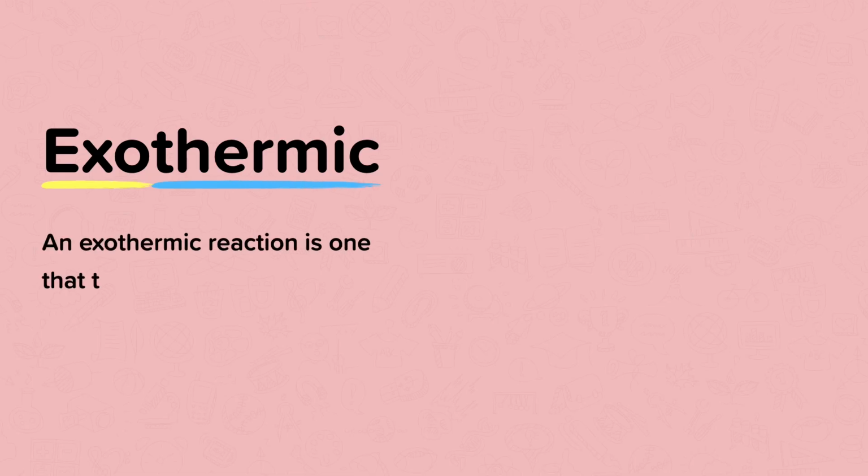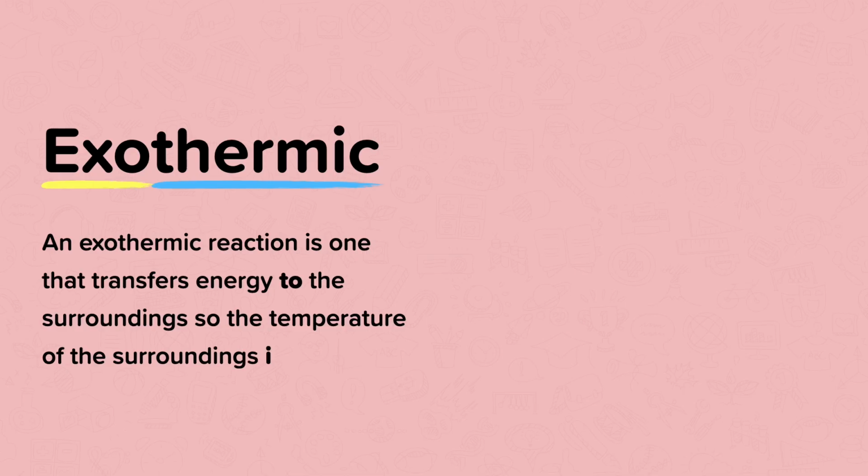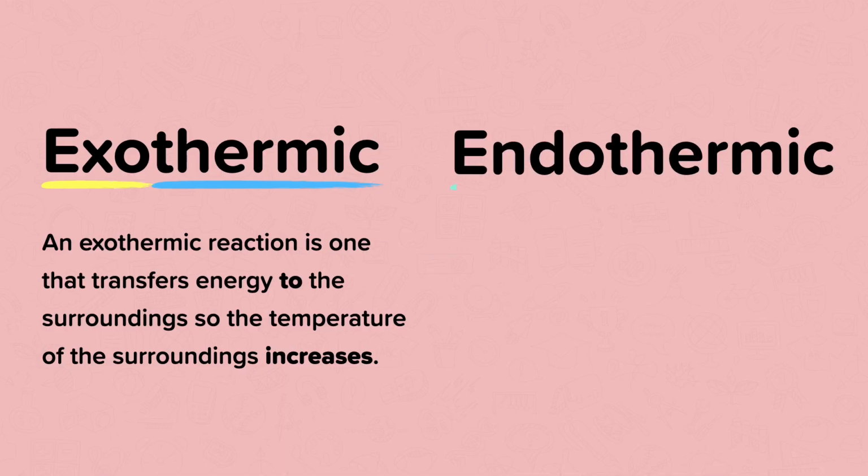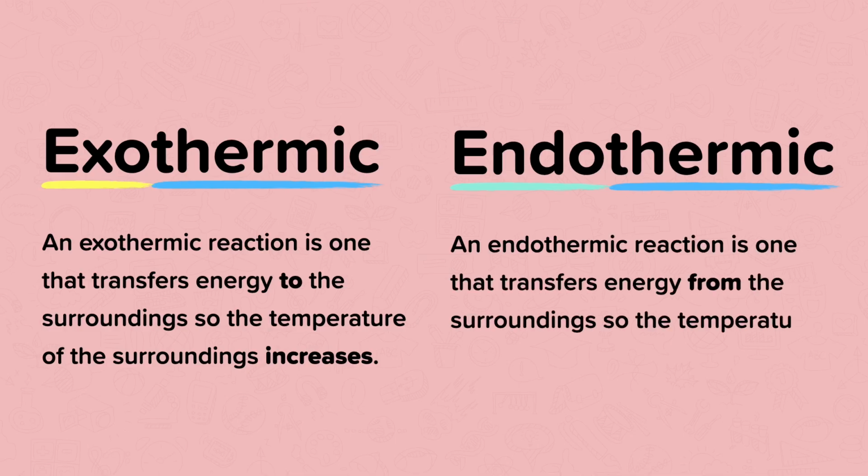So in chemistry, an exothermic reaction is one that transfers energy to the surroundings, so the temperature of the surroundings increases. In contrast, endo means inside, and thermic still means heat. So an endothermic reaction is one that transfers energy from the surroundings, so the temperature of the surroundings decreases.